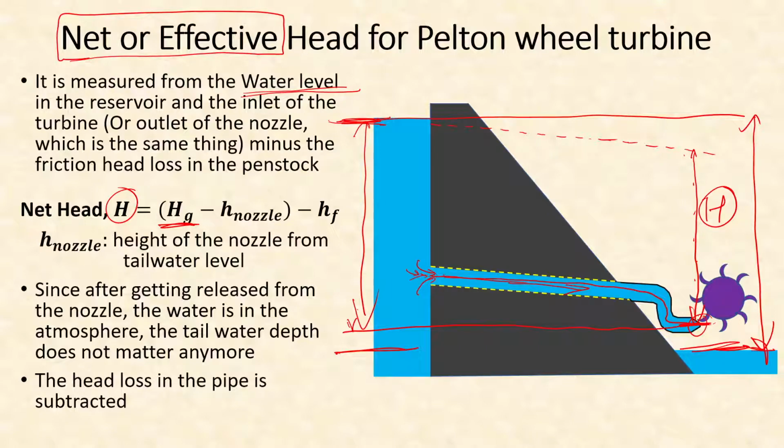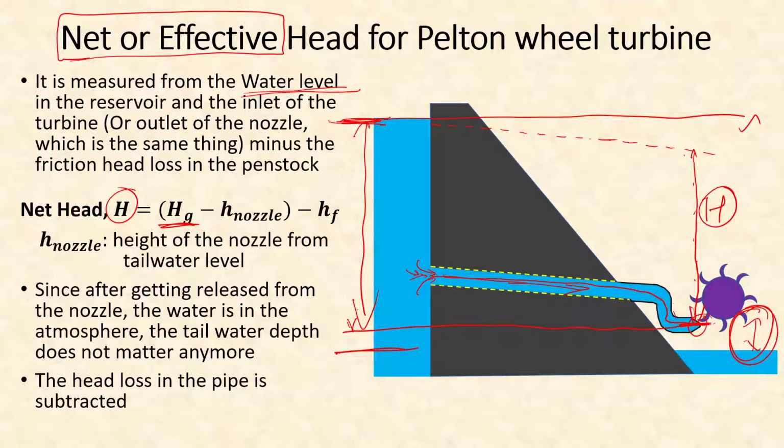And from that, we have already subtracted this distance, which is the height of the nozzle from the tail water, because it's not going to be effective. If we had put the nozzle somewhere around here, then we would be able to use the entire head available. But in this case, we have put this nozzle slightly above the tail water. That means we are losing this amount of head.